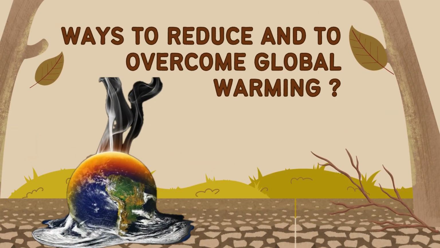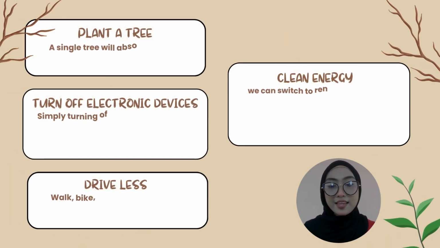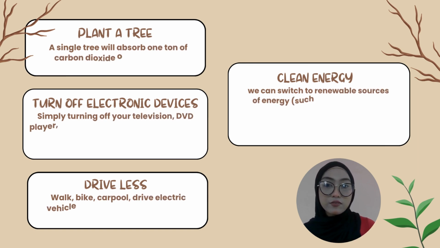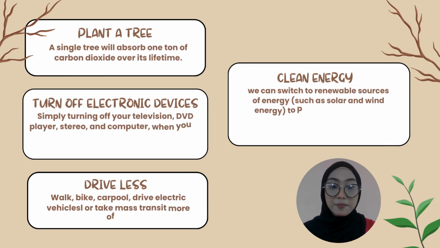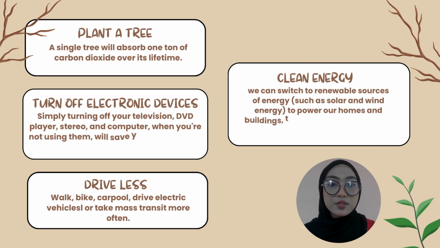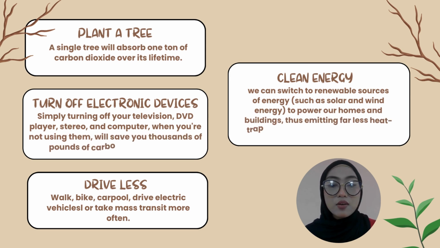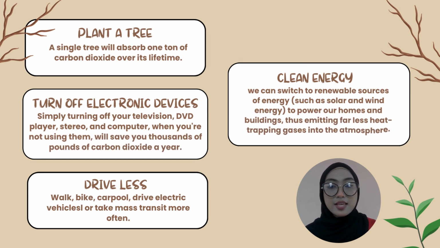Ways to reduce and overcome global warming in the future. Okay, hi. First of all, we need to plant a tree, because a single tree will absorb 1 ton of carbon dioxide over its lifetime.